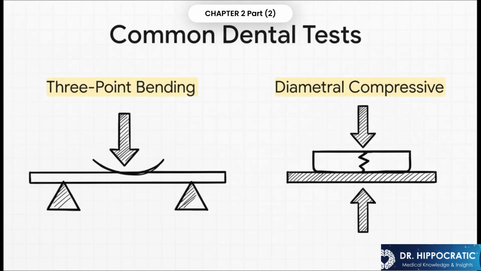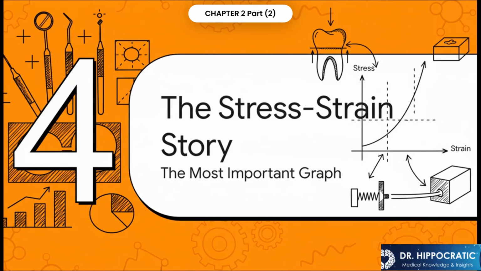Now, besides just a simple pull or push, a couple of other tests are really common. The 3-point bending test is great for measuring flexural strength. And for brittle materials, which are a nightmare to grip for a pulling test, we use this clever method called the diametral compressive test. You actually squash a little cylinder, and believe it or not, that creates a tensile failure. Pretty smart, right? Okay, so all of that testing spits out a ton of data.